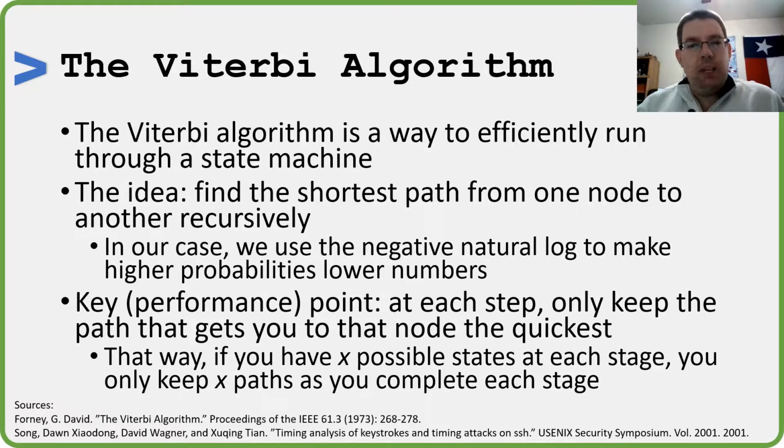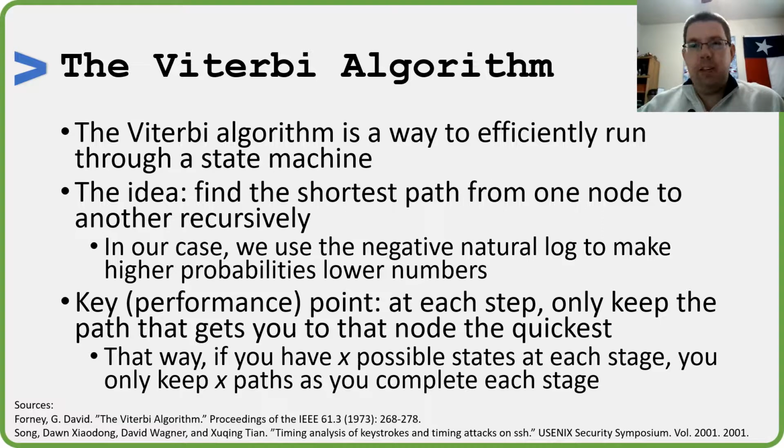The magic that makes the hidden Markov model work is something called the Viterbi algorithm, and I'm sorry if I'm mispronouncing that. It is a way to efficiently go through a state machine, or a series of states, and find the shortest path to get from one state to another. We're talking about shortest paths, but we want the highest probability. To make that work, we take the negative natural log of all of our probabilities, which basically inverts them, so that higher probabilities end up being smaller numbers or shorter paths, and it fits with the Viterbi algorithm.